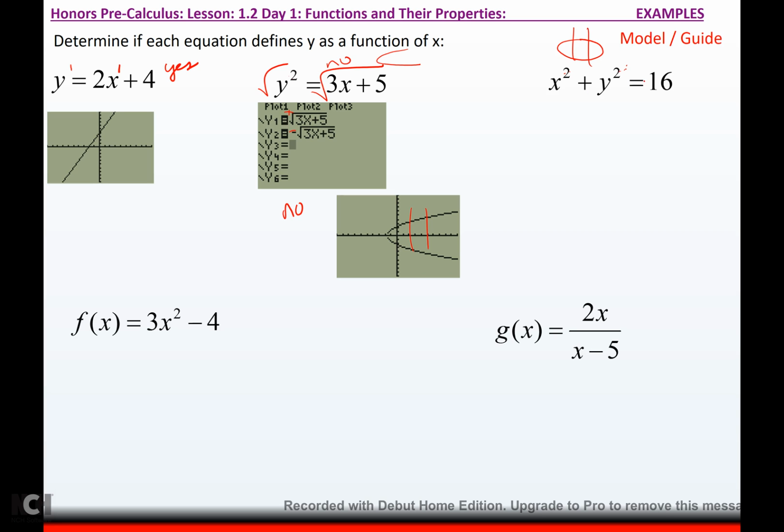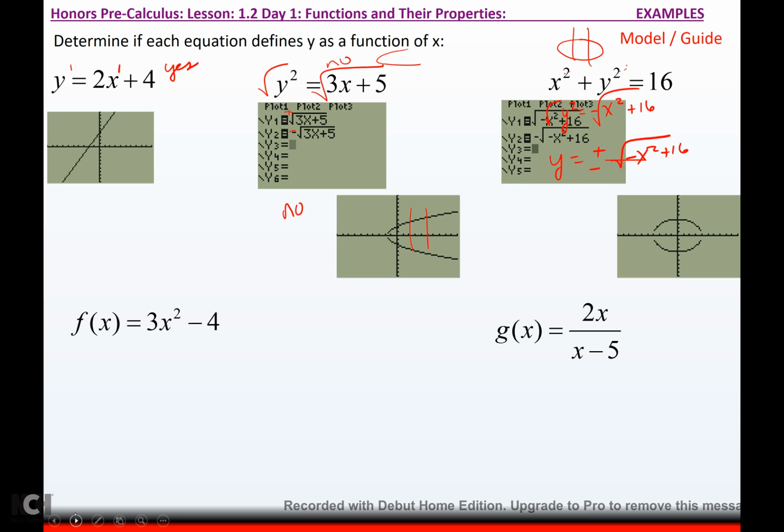And to type this in, to get y alone, I'd have y squared equals negative x squared plus 16, square root. I'd get y equals plus or minus the square root of negative x squared plus 16. So to type that, you'd have to type that positive and then that negative. And you get this circle. Now it doesn't draw it very well, but it's connected. And that does not pass a vertical line test.